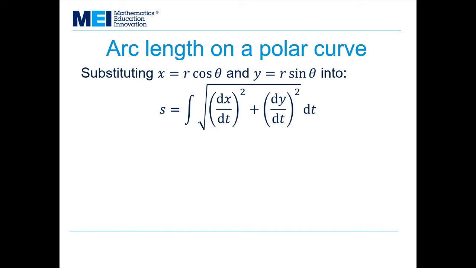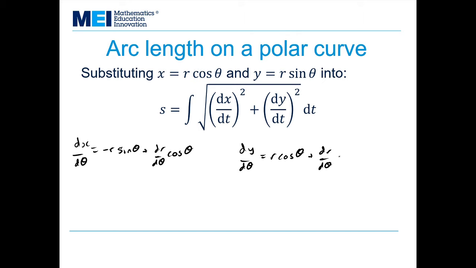Well, we can go back to the expression for parametric equations, so S equals the integral of the square root of dx by dt all squared plus dy by dt all squared, dt. And we can use x is r cos theta and y equals r sin theta. So dx by d theta is minus r sin theta plus dr by d theta cos theta, and dy by d theta is r cos theta plus dr by d theta sin theta.